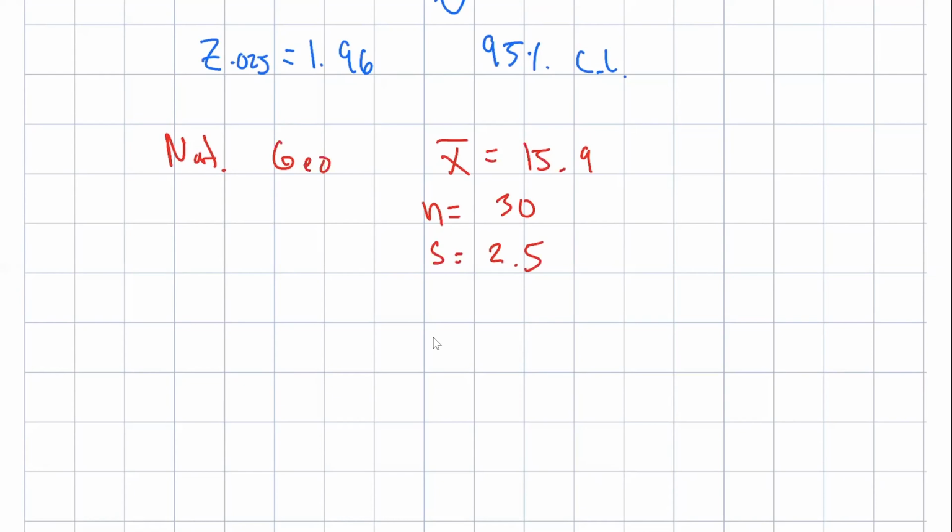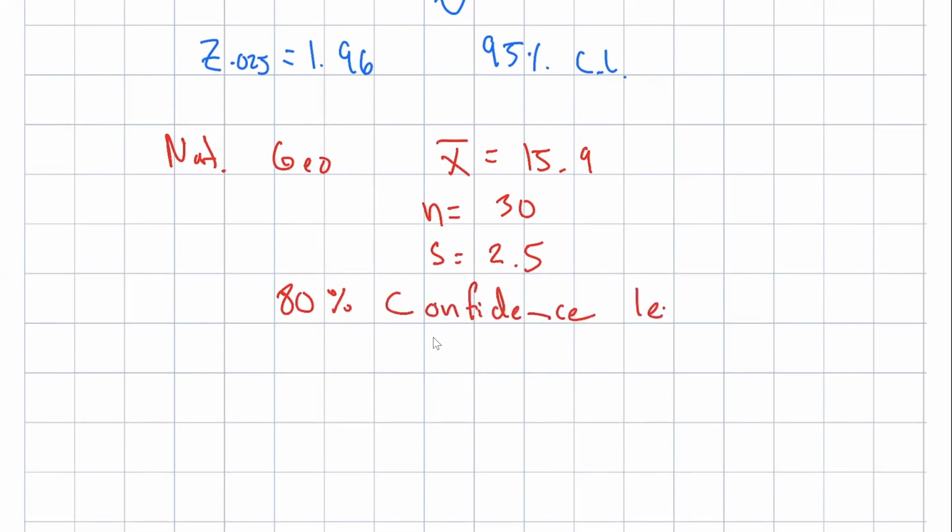So we have the sample mean. We took the sample mean and found it to be 15.9 shark attacks. And let's say n represents how many different years I collected the data set for. So I randomly selected 30 different years, and we got that the average shark attack is 15.9 with a sample standard deviation of 2.5. So let's say we wanted to do an 80% confidence level.